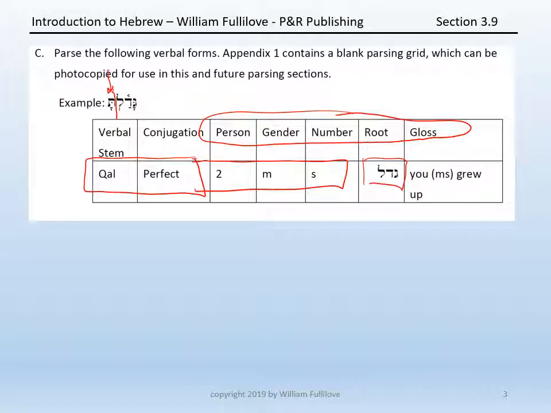If I know that word from my vocabulary, I'm now ready to give a gloss, a rough and ready translation. If I don't know that word from my vocabulary, I will need to look it up in the lexicon, and then I'll be able to give the gloss, the rough and ready translation. So in this case, you, masculine singular, notice masculine singular, grew up. Do this for the rest of the parsing exercise in Part C.